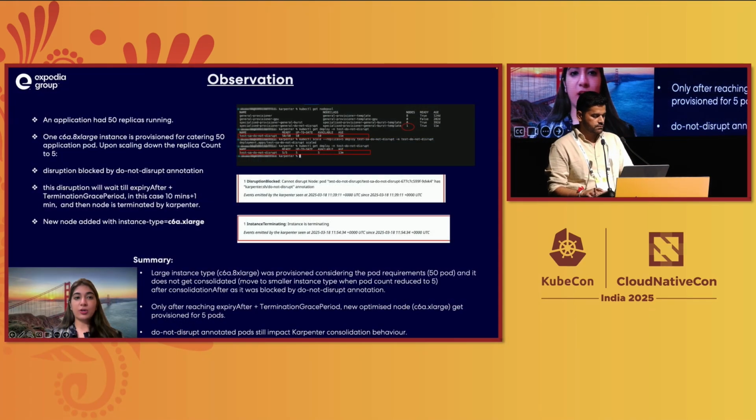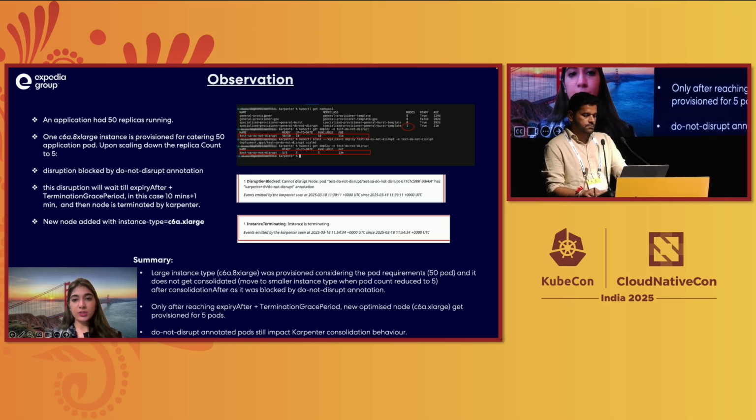Let's take a quick look at the observation for this test case scenario. The application had 50 replicas running initially. So when scaling an application from 50 replicas to 5, Karpenter initially provisioned a large instance type to handle the higher pod count. But after scaling down, consolidation was blocked by the do-not-disrupt annotation, thus preventing immediate downsizing to a smaller instance type.